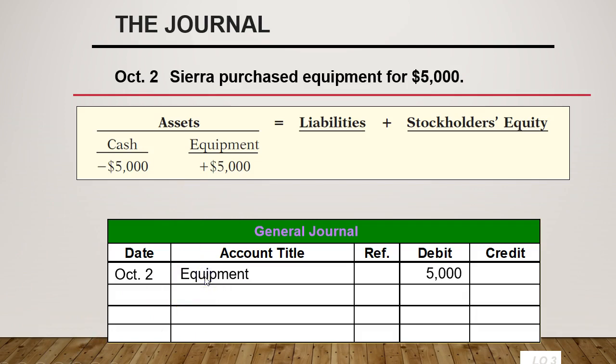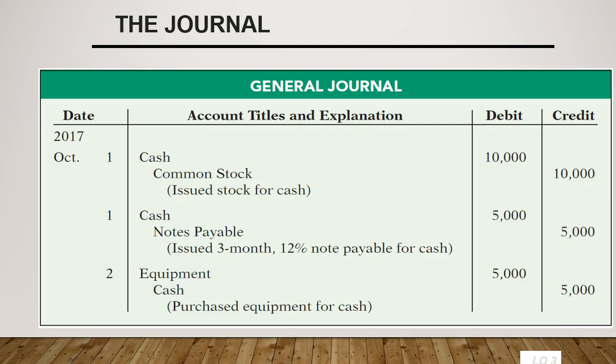So in the journal, the account we're going to debit goes first. That would be the equipment account. The amount is going to be $5,000. We'll then write the second account titled cash and put the amount of $5,000 on the credit side. Again, every journal entry has to balance. The total amount debited must equal the total amount you're going to credit.